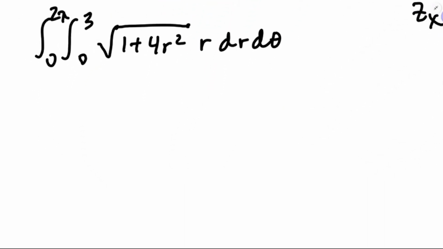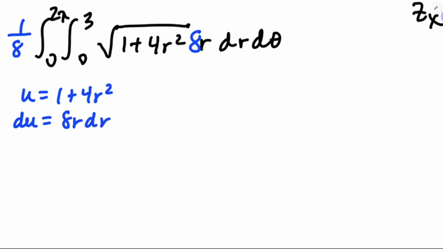All right, so I would prefer for this to be an 8r instead of a 1r. So I'm going to make it an 8r, and I'm going to account for that by dividing by 8. So now u equals 1 plus 4r squared. du is 8r dr, which happens to be exactly what I've got. And then I need to convert the bounds. When r equals 0, that's going to give me u equals 1. And when r equals 3, that's going to give me u equals 4 times 9 is 36, and 1 is 37.